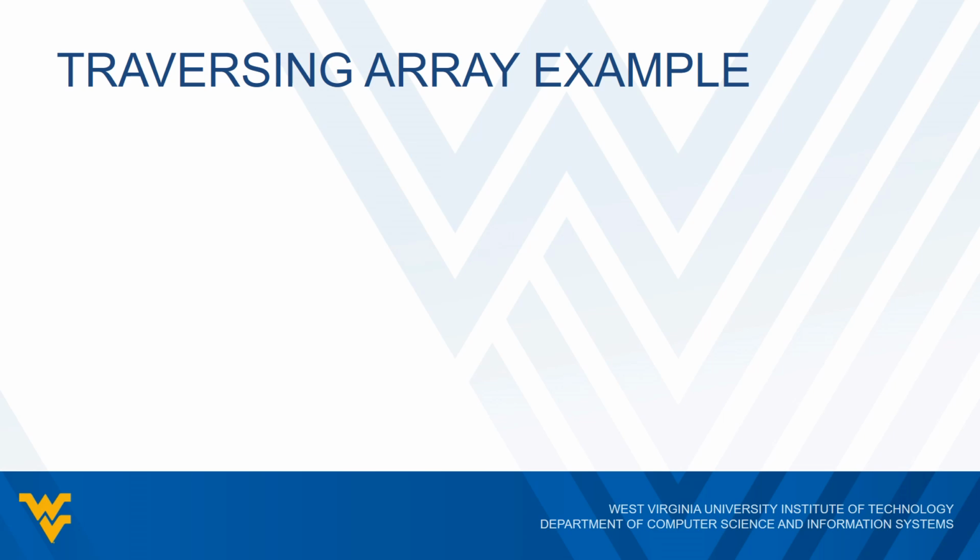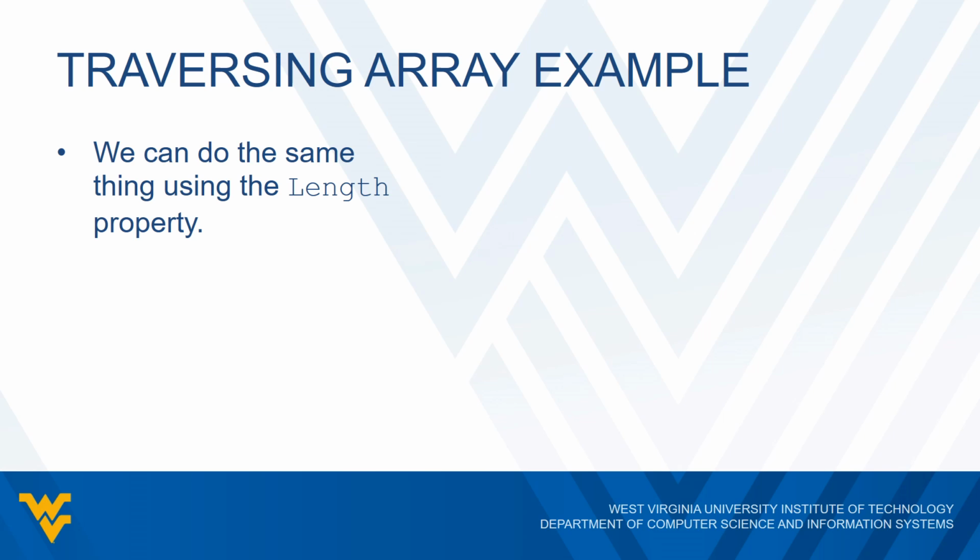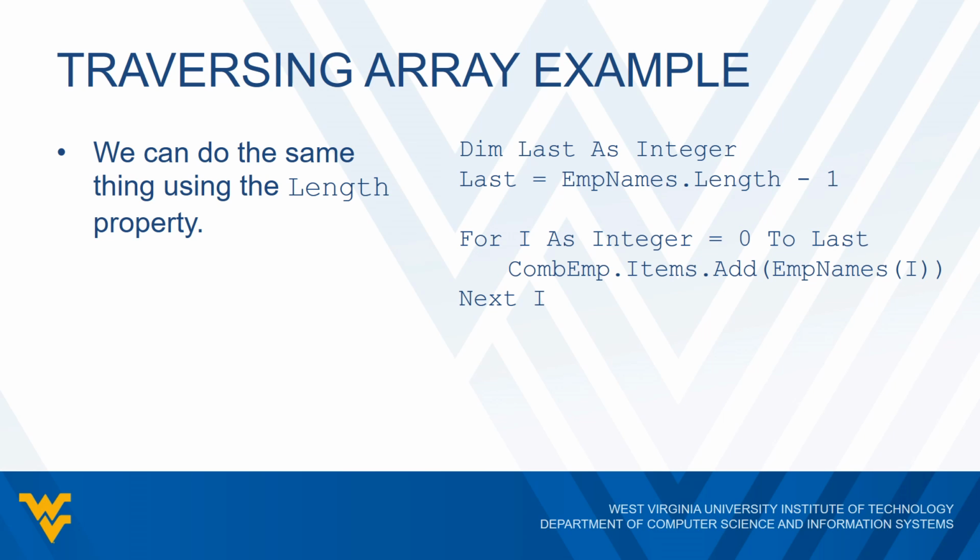Now, we don't necessarily need to use the getUpperBound method to do that last example. We could do the exact same thing by using the length property. So here's the same code as before, except instead of using the getUpperBound method, we're going to use the length property. So we can see right here, we'll just simply do empNames.length. Now that gives us the number of elements. So if we want to get the last element, we would have to subtract that by 1. And then everything else in here remains the same as far as getting each element from empNames and then adding it to our combo box.